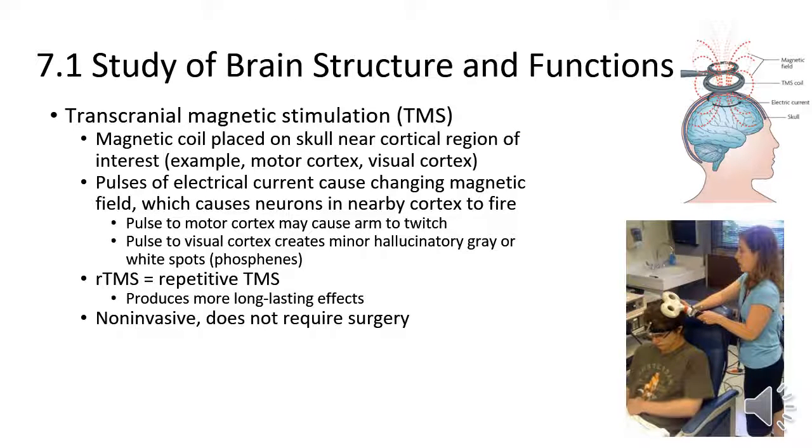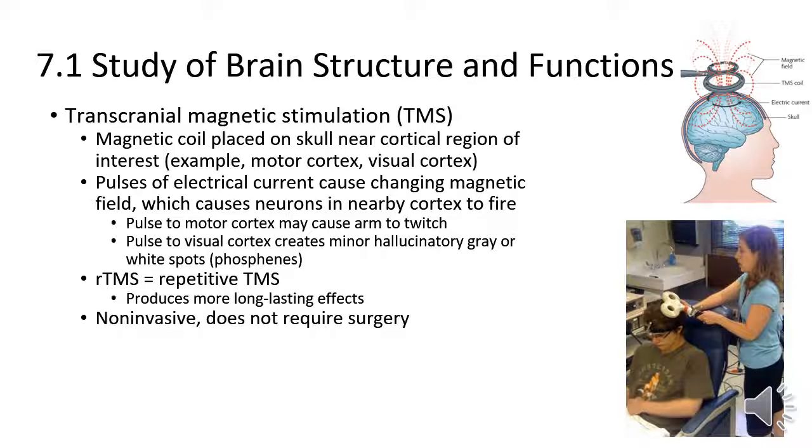Transcranial magnetic stimulation is another stimulation technique. It's much less invasive, and this one can be used rather easily for research. It's just this typically figure 8 shaped coil that elicits a magnetic field. The coil is placed on the skull near the cortical region of interest. So two typical ones are the motor cortex up in the frontal lobe and the visual cortex in the back.